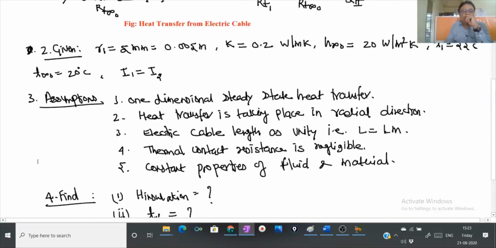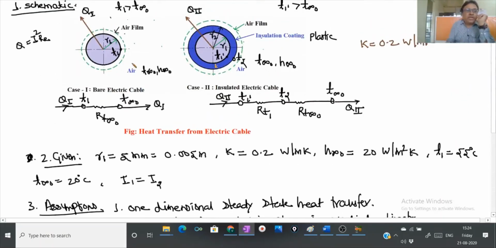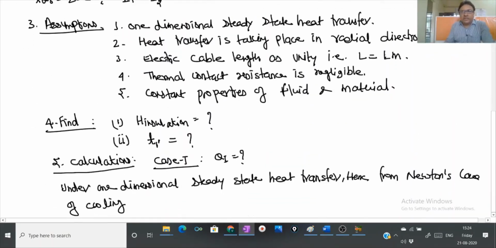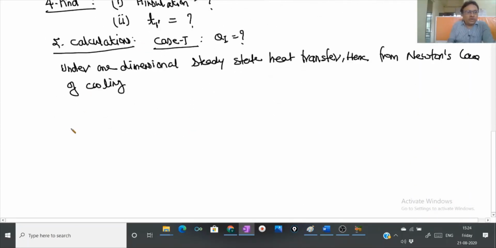Now why am I recalling Newton's law of cooling once again? The bare electrical cable is directly exposed to the environment, so heat transfer will take place by purely convection, and in convection the rate of heat transfer is calculated with the help of Newton's law of cooling. So Q1 will be h infinity O into area of cable into T1 minus T infinity.